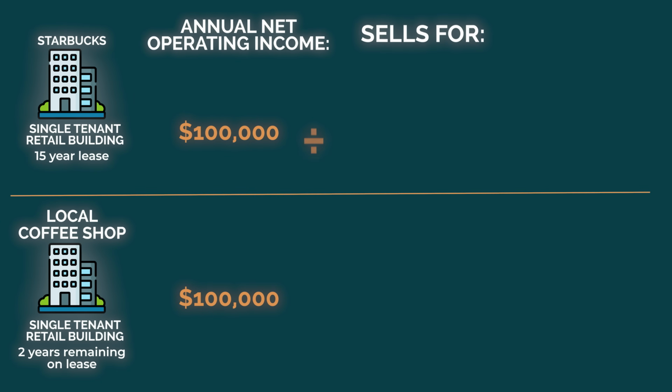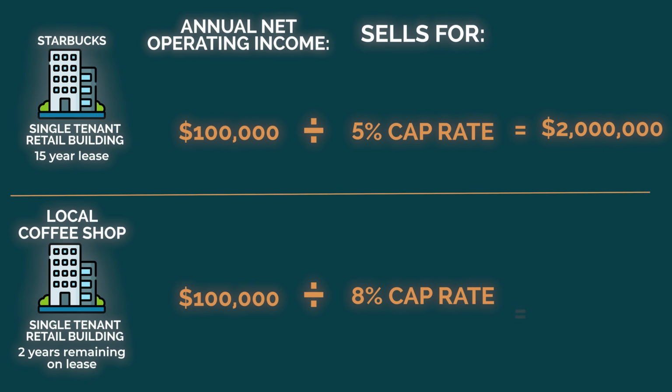The building with Starbucks in it might sell at a 5% cap rate, or for $2 million on that $100,000 in net operating income. But the local coffee shop deal might sell at an 8% cap rate, or only $1.25 million. Same income, very different prices, because one is stable and the other has a lot more risk.